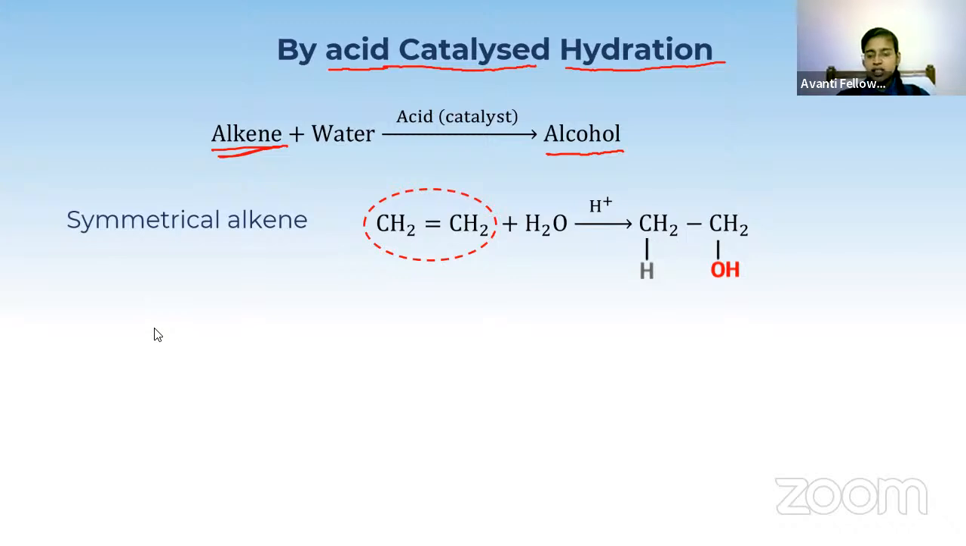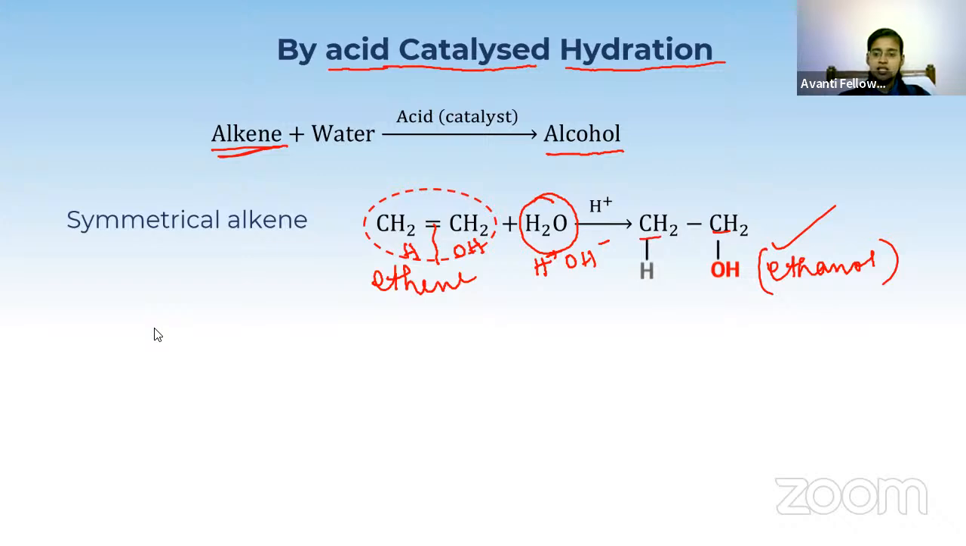So I have added the water and the H plus. What is happening here? I am breaking this bond, and this H2O has H plus and OH minus, right? So you can add H to one of the carbons and OH to the other carbon. You will get the final product like this: CH3CH2OH, which is called ethanol, C2H5OH, a two carbon containing alcohol. And the name of this alkene is ethene. It has two carbons, right? So from ethene, I am getting ethanol.